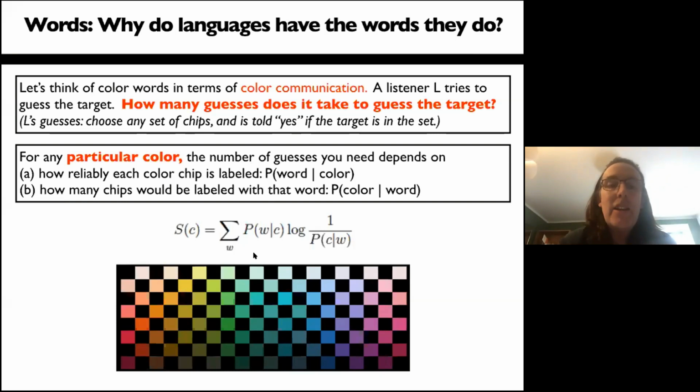And for any particular color in this grid, the goodness of that transmission depends on two things. It depends on how reliably a color chip is labeled. So this color chip here, maybe almost everyone will call red, and so we can very strongly agree that that thing is red. You can see my mouse, right?